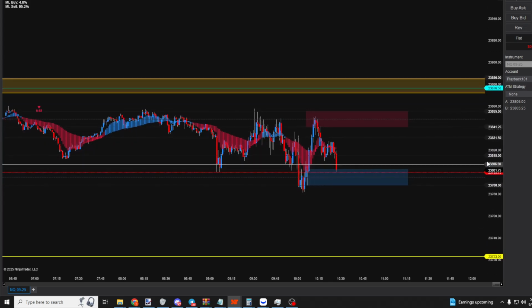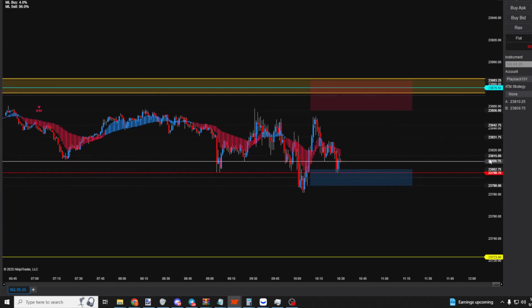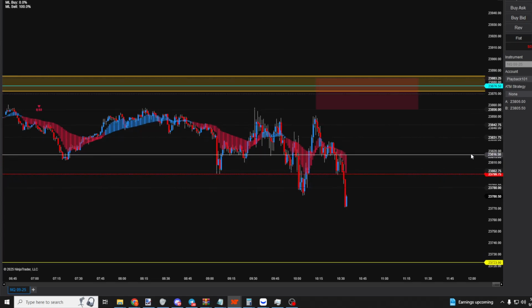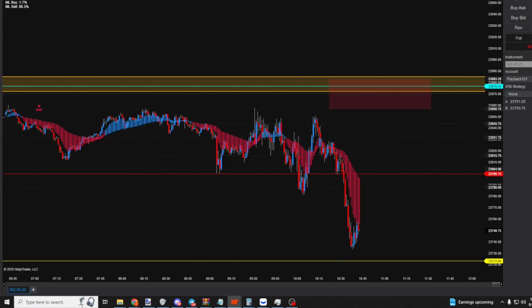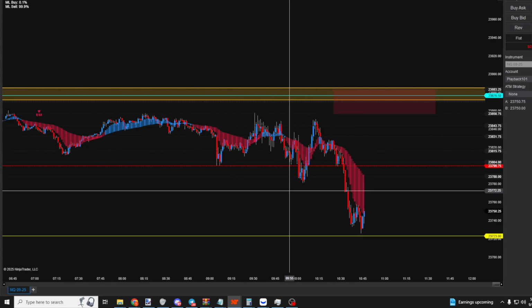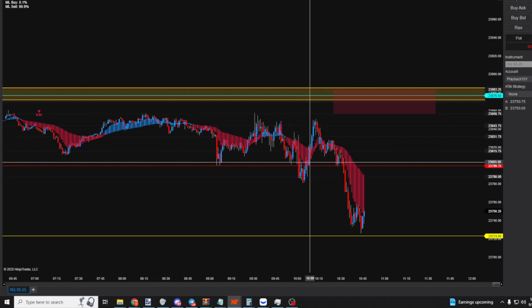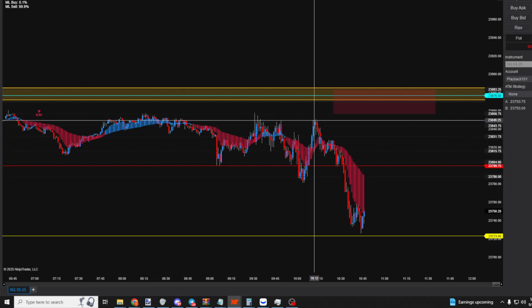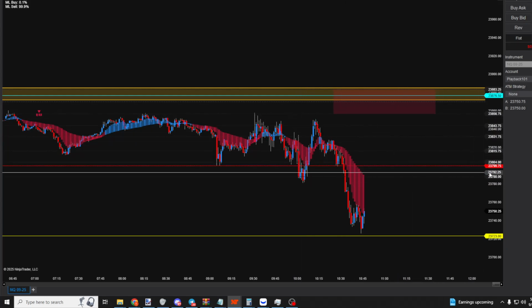So, level gets tapped again, and we'll see what happens. Does it reverse off that level? No, it does not. It finally breaks through. So, this is how you would be able to identify this. Whether you wanted to take longs at these levels, or you wanted to take shorts at the tops where these are, it's completely up to you.